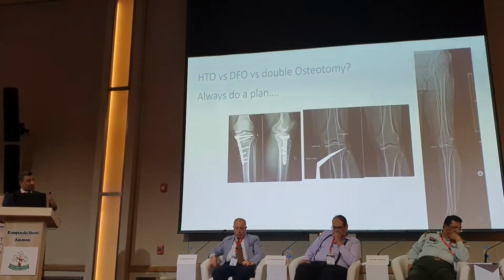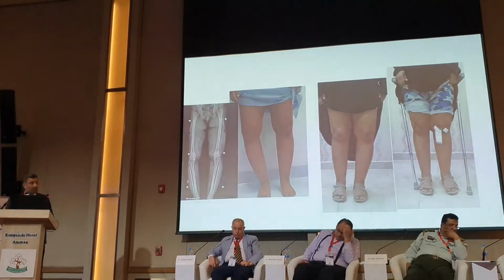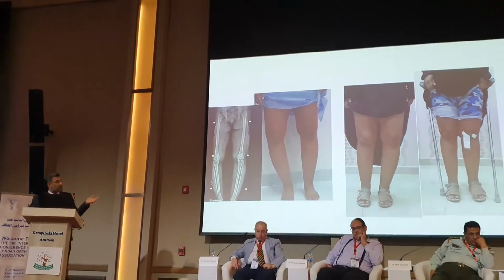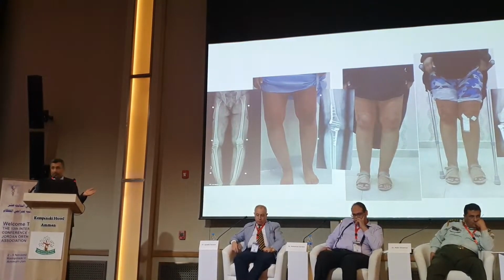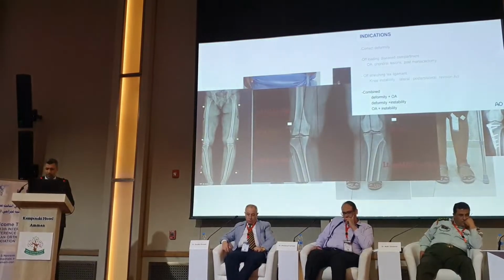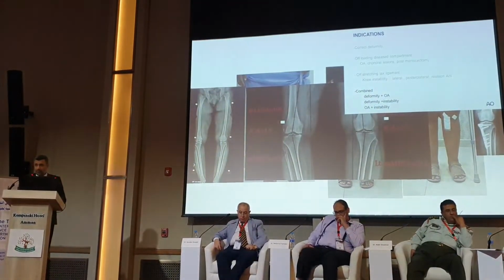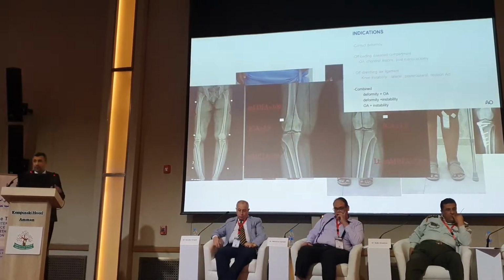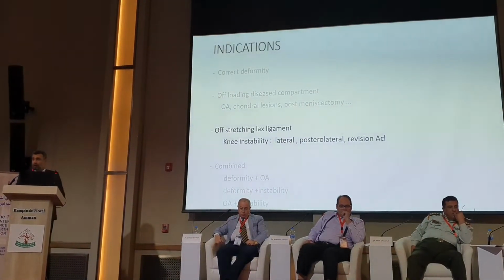So in this patient, after planning, we did a tibial osteotomy. But not always tibial osteotomy. Look at this case, where she has bilateral osteoarthrosis: on the right side we did a double osteotomy, and on the left we did a tibial osteotomy. So this is according to the plan. So the plan is always important. And this is a case of combined indication, deformity and osteoarthrosis. Now we have another indication.